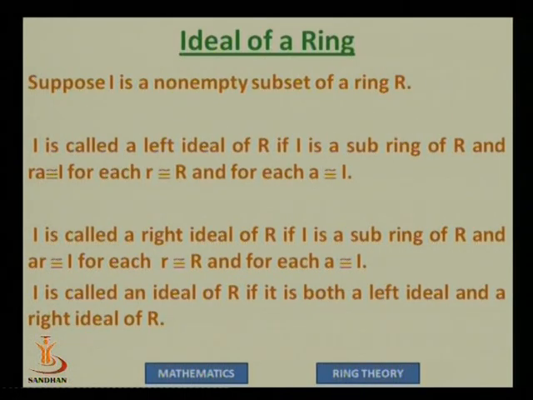First of all, suppose I is a non-empty subset of a ring R, then it's called a left ideal of R if it's a subring of R, and for any two elements R in ring R and A belonging to I, we have R into A in I. Similarly, if we have I to be a subring of R and A into R in I, then I is said to be a right ideal. And if it is a left ideal as well as a right ideal, then we say that I is an ideal in R. So that is another concept.